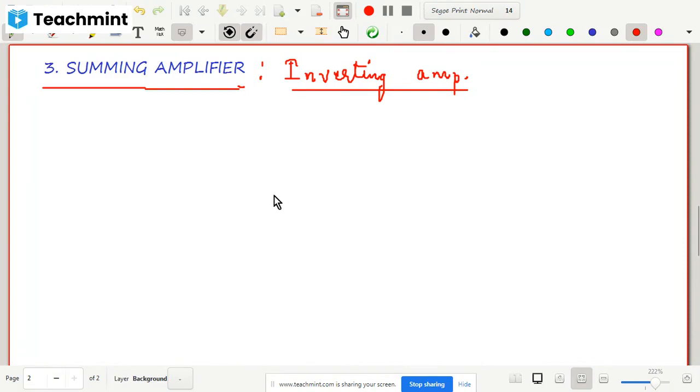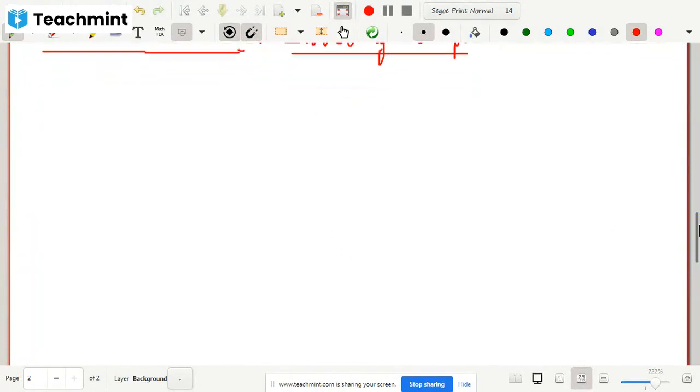So let me try to draw the circuit first. In this case, since it is an inverting configuration, the output voltage should be proportional to the negative of the algebraic sum of the input voltages. Suppose I am giving two input voltages, V1 and V2. Then the output should be proportional to V1 plus V2. That is why it is known as the summing amplifier. The output is proportional to the negative of the algebraic sum, because we are using this in inverting mode. Let me draw the diagram and let us try to understand here.